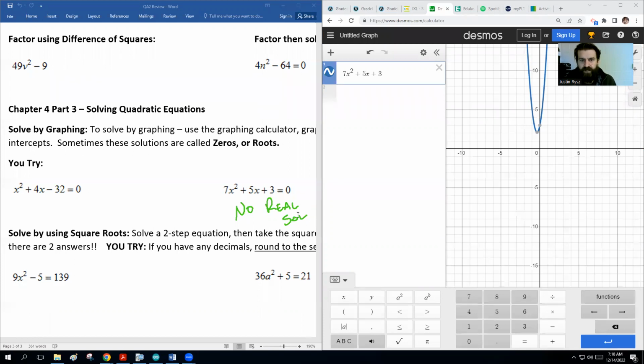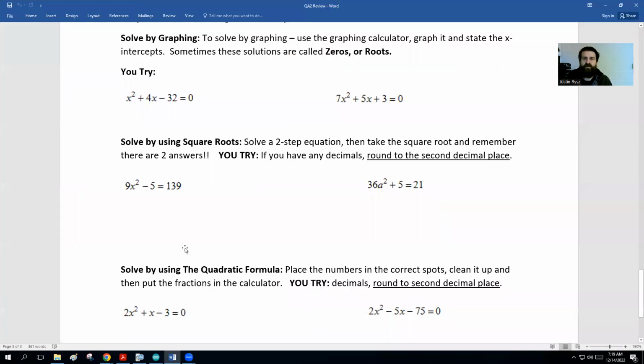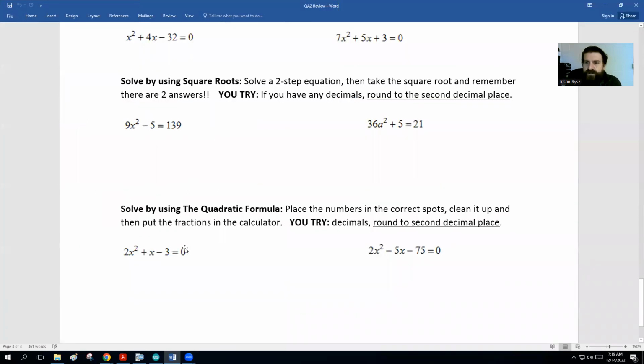All right, next, solving by square roots. So remember, it's basically a two-step equation. We just need to take the square root at the end, and we get two answers. All right, so in this problem here, we're going to add 5 over to the other side, and we get 9x squared is equal to 139 plus 5, that is 144.